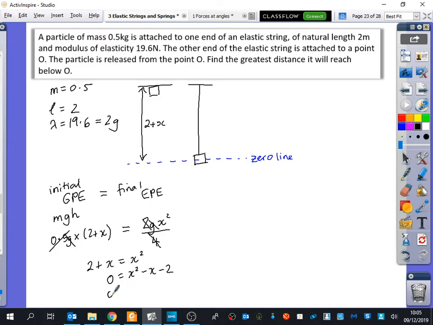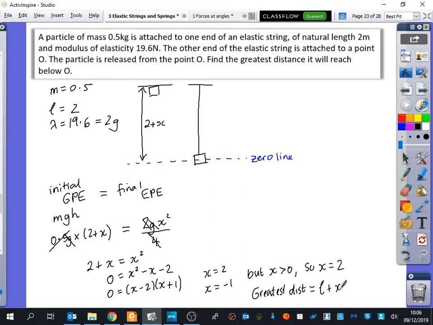X is 2, x is 1. X minus 2, x plus 1. So either x is equal to 2 or x is equal to minus 1, but it has to be 2 because the extension has to be greater than 0. So x is equal to 2. So what's the greatest distance it will reach? 4. Great. So the greatest distance, again, is natural length plus x, which is 4 meters to one significant figure.